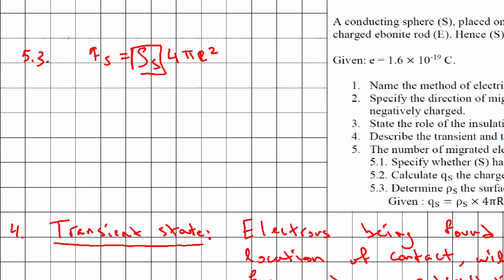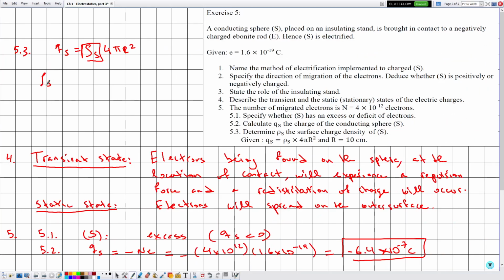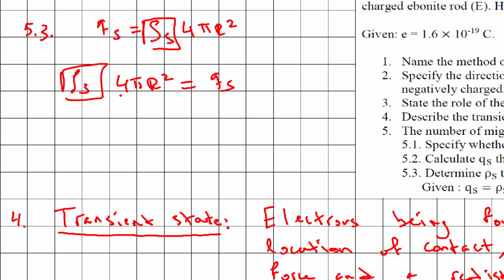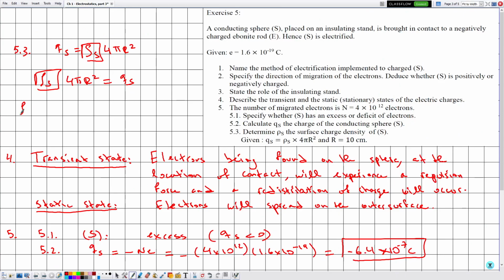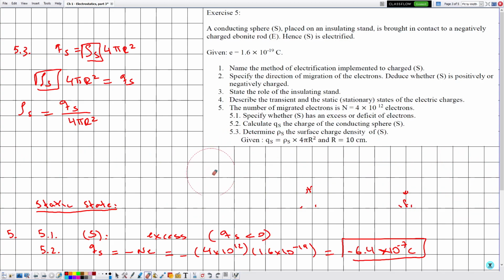Now we're going to do a flip, so this is rho s 4 pi r squared equals Qs. So this is up, it's going to be down, then rho s is going to be Qs divided by 4 pi r squared. So always before replacing any numerical value, the literal expression is always important. Now the value of Qs is given to be that.